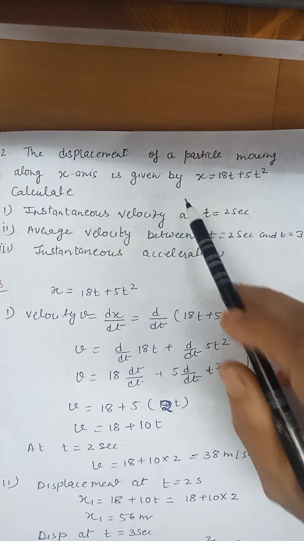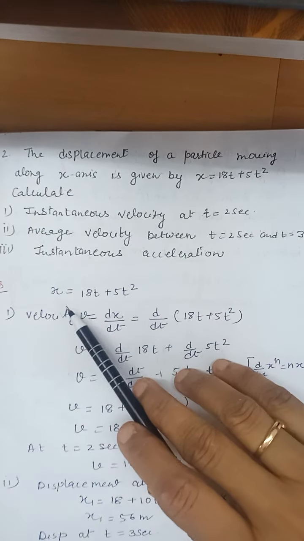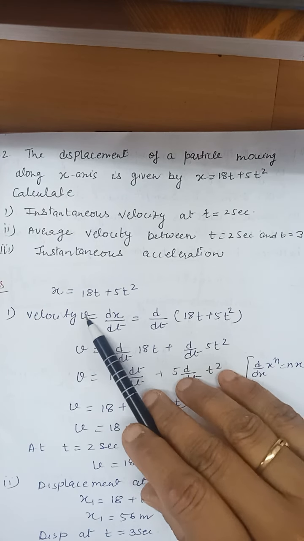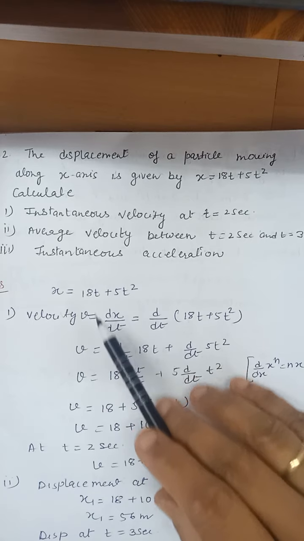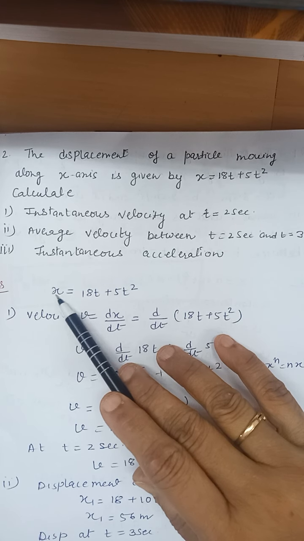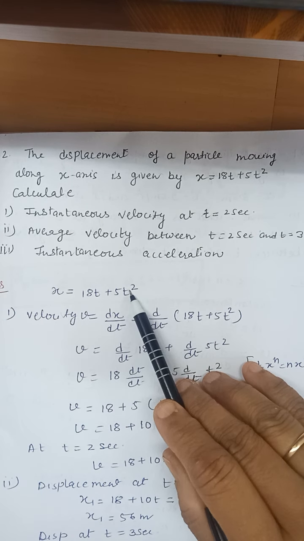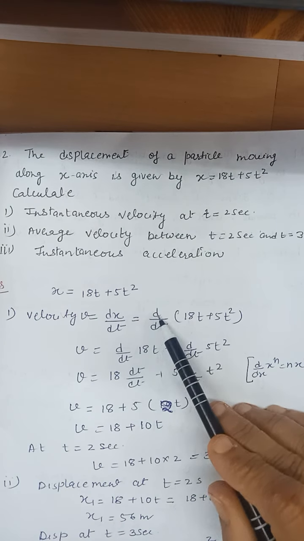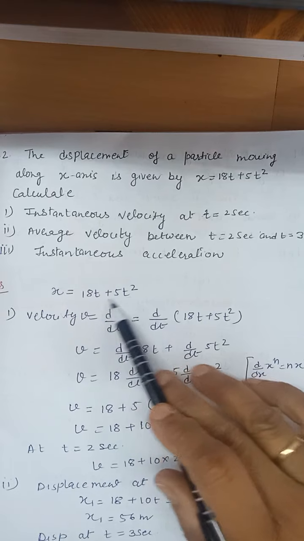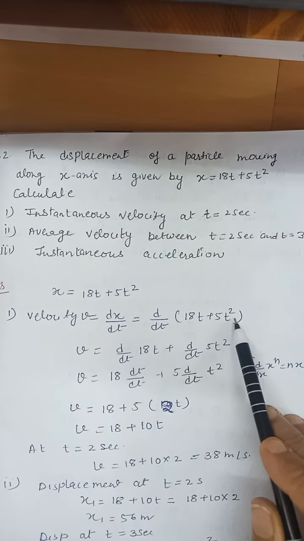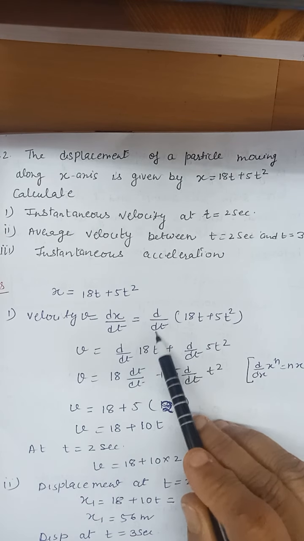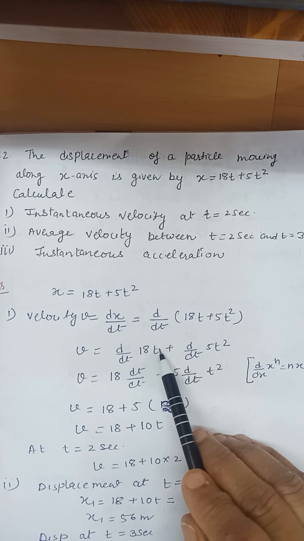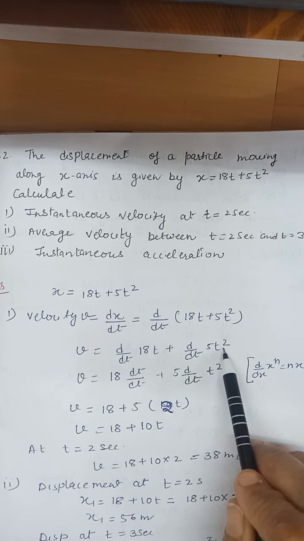Whenever you have to find the instantaneous velocity, you have to consider the formula v = dx/dt. Now x is the relation between position and time, so this is the rate of change of position or displacement. So here in place of x you will substitute this value. Now apply d/dt to this bracket, so you will get d/dt of 18t plus d/dt of 5t².